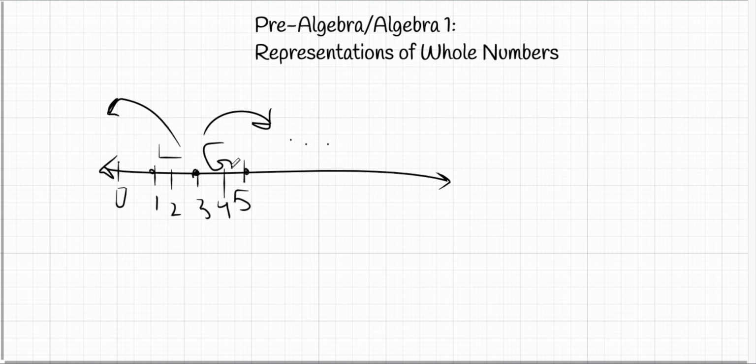To recap, I gave you 4 different methods of finding and representing a whole number: standard form, expanded form, verbal form, and a number line. Number line, you also have order, less than and greater than, but that's basically it.